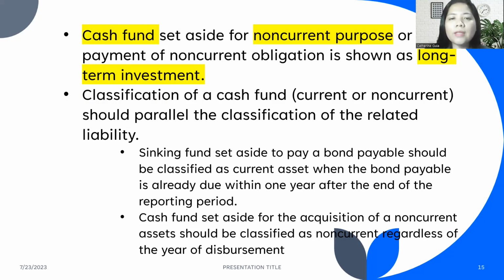And another thing is a cash fund set aside for the acquisition of a non-current asset. So what should be the classification? It should be non-current regardless of the year of disbursements.